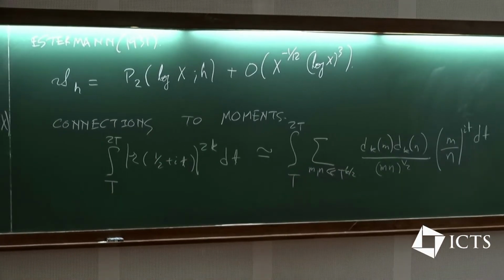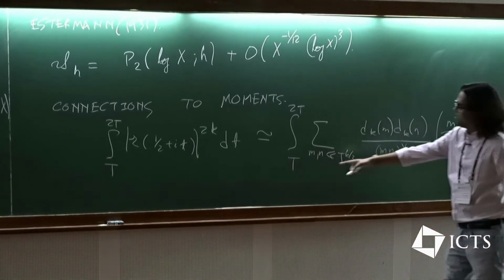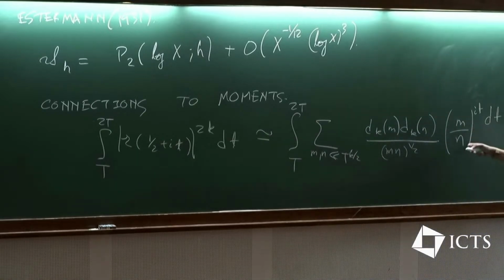And if you see this integration over t, the only thing it depends on is m over n. So the effect of this is, if m and n are very far apart, there will be a lot of oscillation in the sum, and it will basically disappear. But if m and n are close to each other, so if say m is equal to n, then there's no cancellation, so you get a main term. So it sort of localizes to things where m minus n, which I'm going to call h, is small.